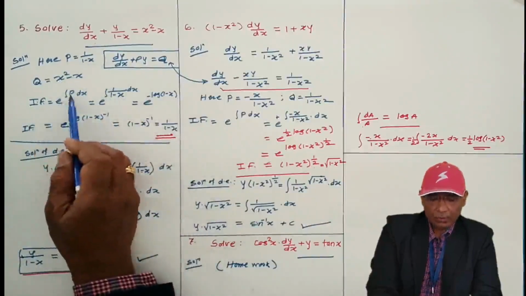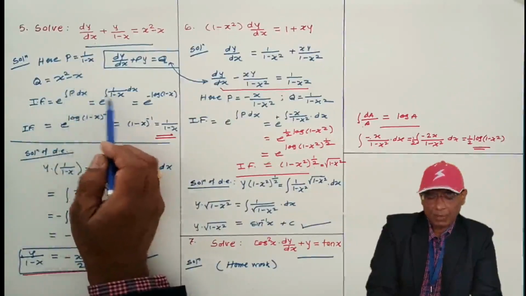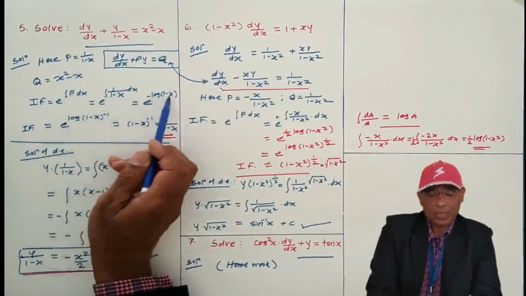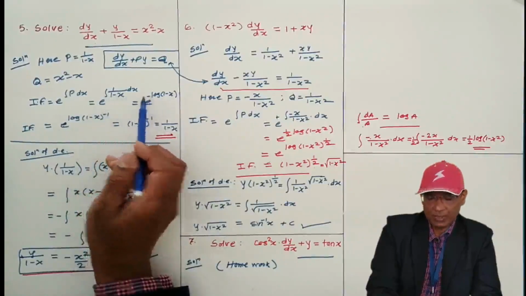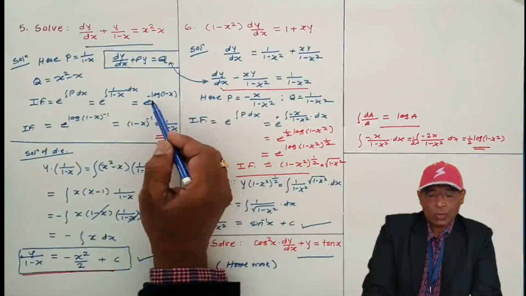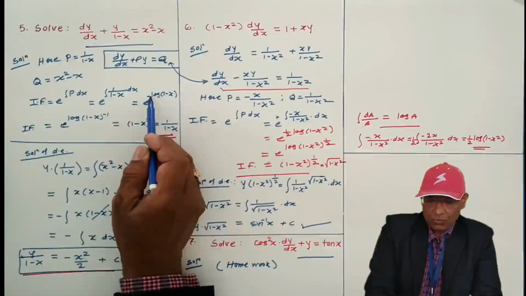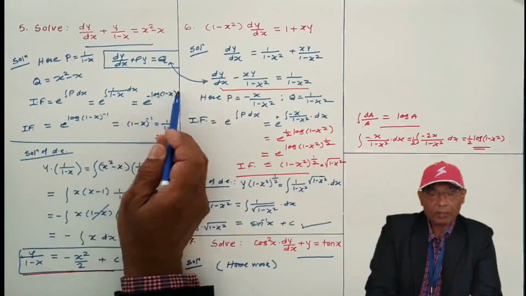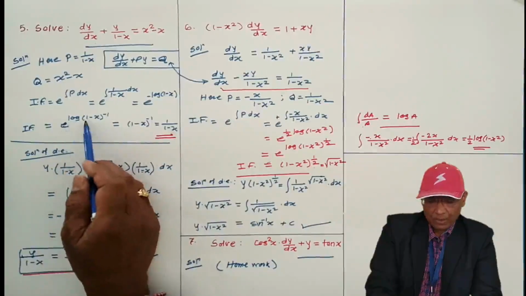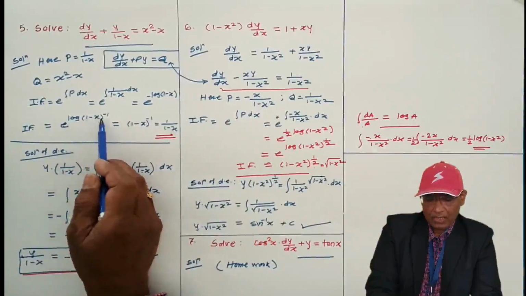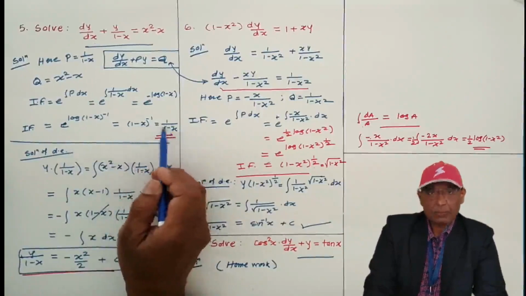Integrating factor e to the power integration of p. Put value of p here. Integration of 1 by 1 minus x is log of 1 minus x, and the derivative of 1 minus x is minus 1, that has to be written here. Then try to solve for one more step or two more steps. E to the power, this minus 1 can be brought here by law of indices. Then e and log will disappear, and 1 minus x raised to power minus 1 is the integrating factor, and this can be written as 1 by 1 minus x.